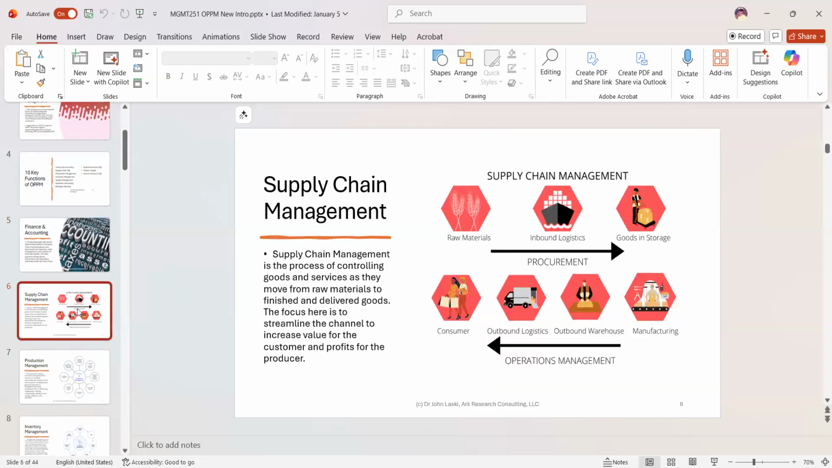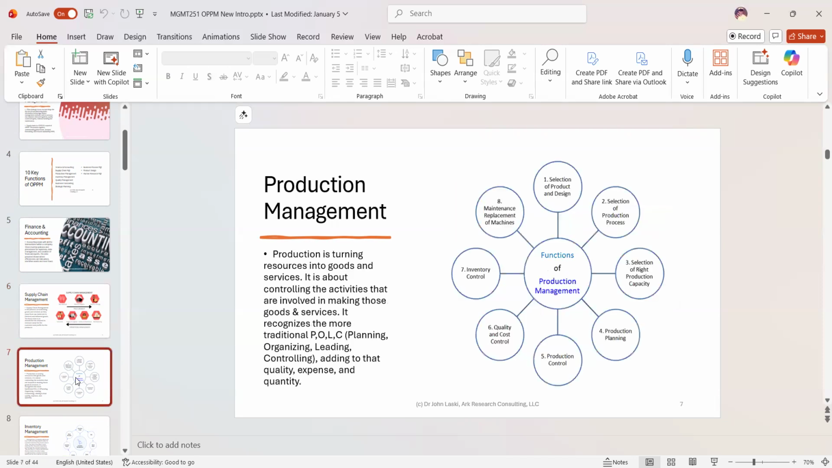Supply chain management, the process of controlling goods and services as they move through different stages, from raw materials to finished and delivered goods, is crucial to the OPPM environment. The focus here is to streamline the channel to increase value for the customer and profits for the producer. And we can see we start from something like raw materials. We apply over time that special human know-how and ability, and we end up with an outbound element geared toward the consumer and ultimately geared toward our profit as well.